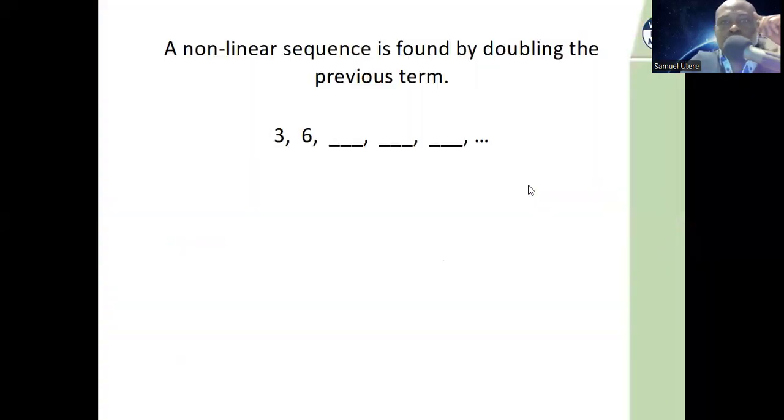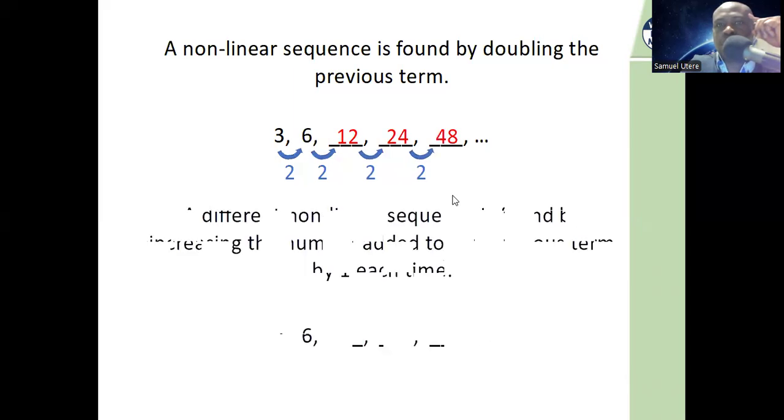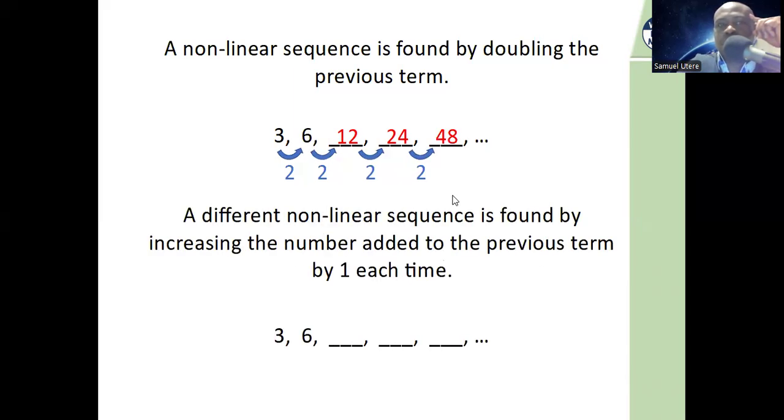Okay, let's do some new learning. If I give you this sequence, here is a non-linear sequence. It is found by doubling the previous term. Of course it's going to be a non-linear sequence, because if we wanted to check how much we're adding each time to generate the sequence, it would be changing. But in this case, we're doubling each previous term to get the new terms of the sequence.